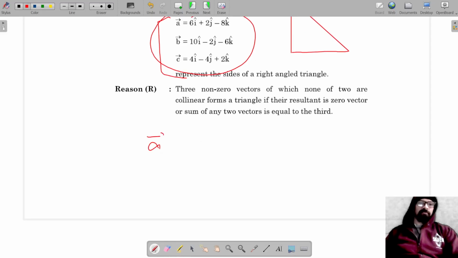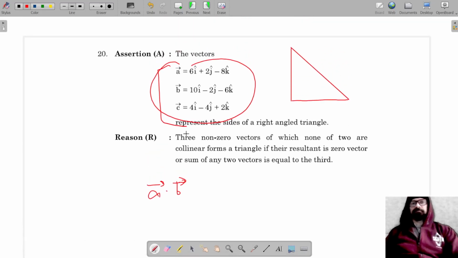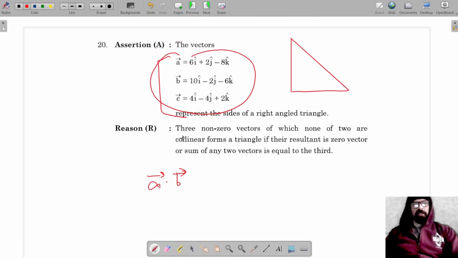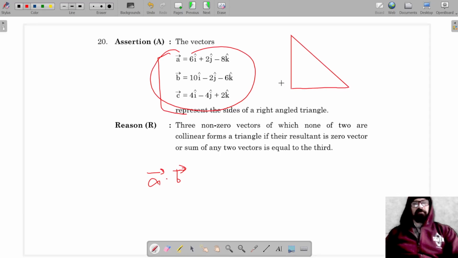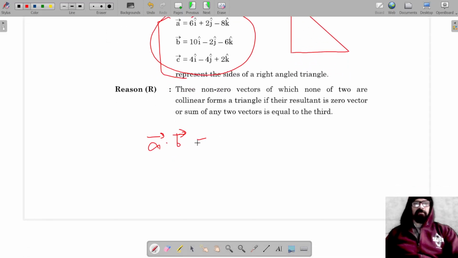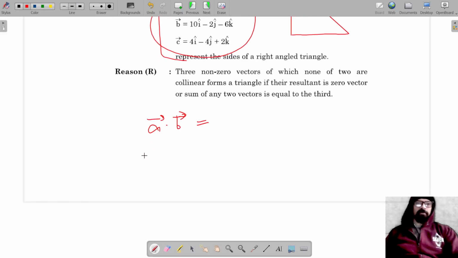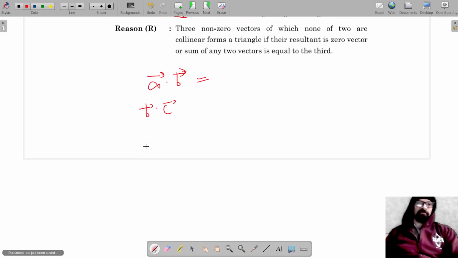And if it comes out to be zero in any of the cases, that means that these two sides are perpendicular and would be a 90-degree angle. So that would make this triangle the right angle triangle. So let me find out the dot product of A and B, B and C, and A and C.